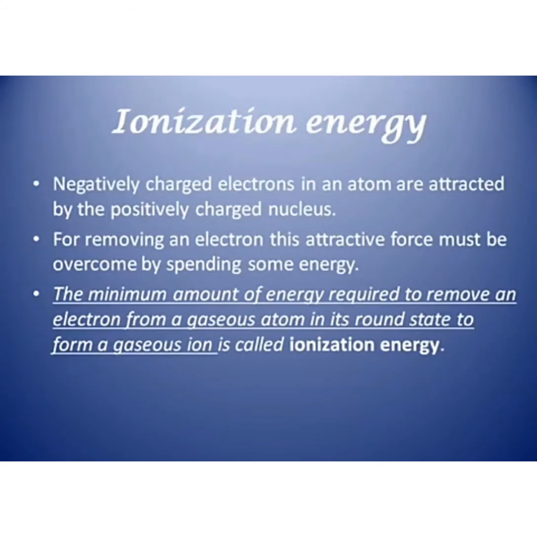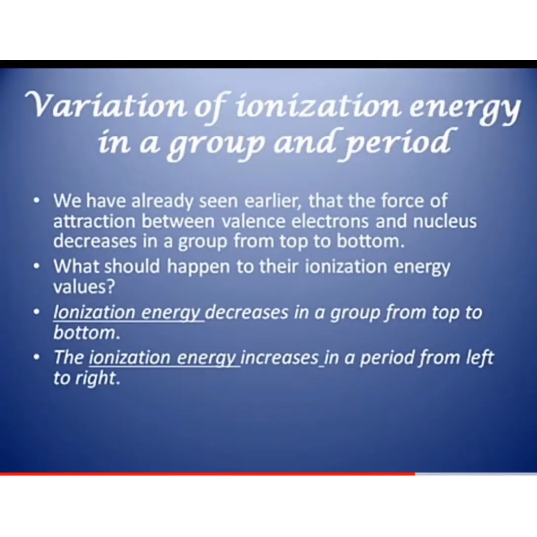Ionization enthalpy or energy is the minimum amount of energy required to remove an electron from a neutral gaseous atom. Ionization energy decreases in a group from top to bottom. As the atomic size increases, less energy is required to remove the electron. However, ionization energy increases in a period from left to right. The atomic size decreases in a period. The nucleus has a strong force of attraction for the outer electrons. In such a situation, more energy is required to remove an electron.